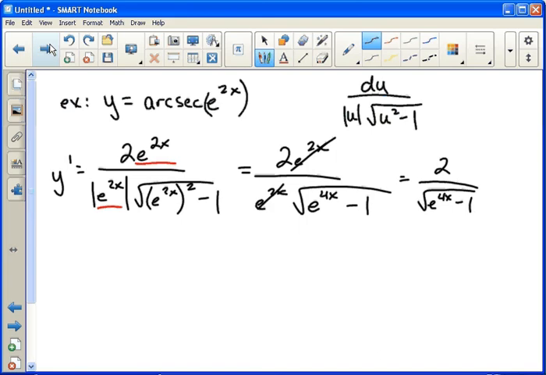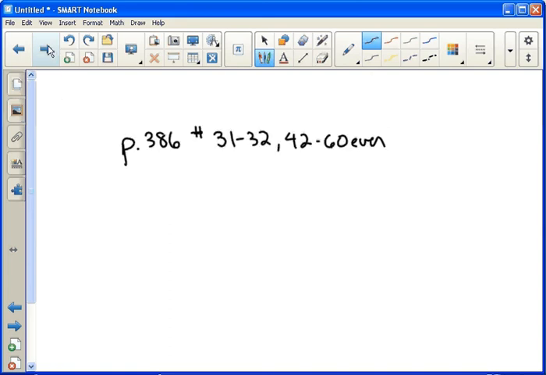Alright, the homework I assigned this particular time was this. Anything in that range would be good practice. 31 and 32 are just solving for x, like solving an equation, no derivative involved. 42 through 60 even are derivatives. Now some of those do require the chain rule or the product rule or the quotient rule, so do watch out for those.